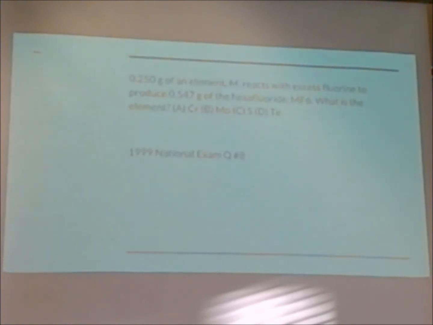Can you tell me the molar mass of fluoride? It is 19. Sure, let's go with 19. It is 19 actually. Good job. 19. All right.